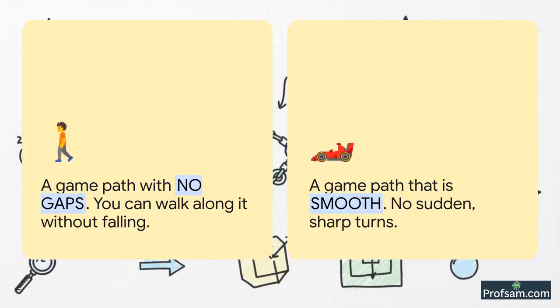Let's use a gaming analogy. A continuous path in a game just means there are no gaps or holes you can fall into. You can keep on walking. But a differentiable path, that's a path that's also smooth. There are no sudden 90-degree turns where you have to slam on the brakes and totally change your direction. That V-shape is exactly like hitting a sharp corner in a racing game. You can't smoothly drift around it, you have to make an abrupt turn.